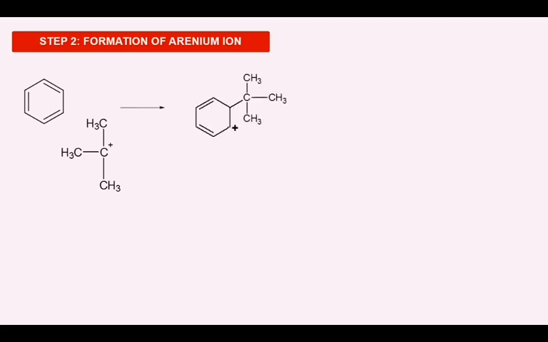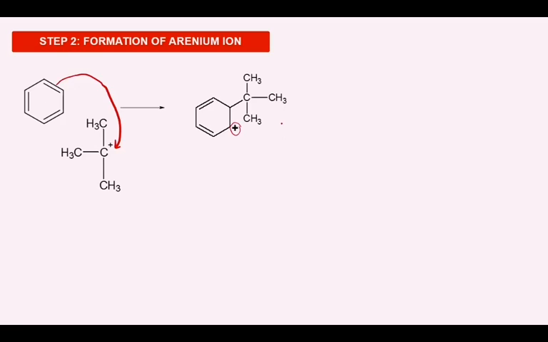Okay, step 2 is the formation of the arenium ion. So the benzene ring will react with our electrophile formed from the previous step, and we will have the arenium ion. The arrow is from the CC double bond of benzene. It will attack the carbocation ion, and one side of the CC double bond will break, and it will become a positive charge at one carbon, and another carbon will attach the alkyl group from the carbocation ion.